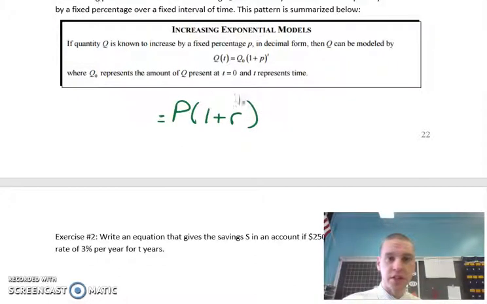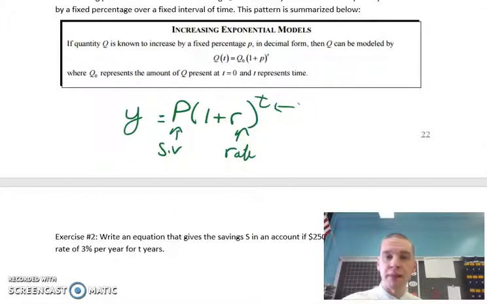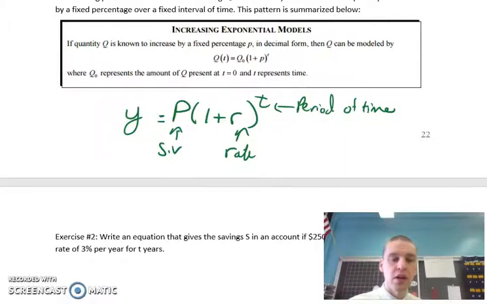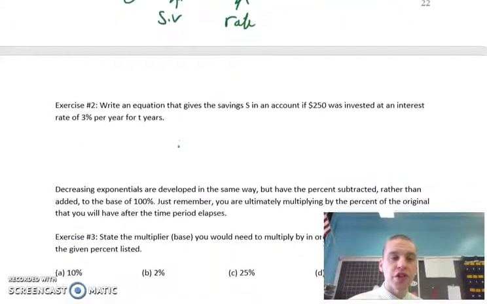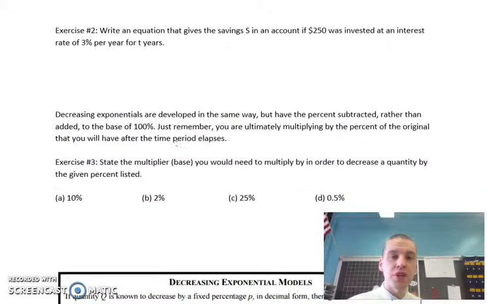Get that to look correct. y equals p times something to the t, where p is our starting amount, this is our rate, and this is the period of time. So try number 2, and then I want you to read this part and try that also, and I'll come back with the answers.